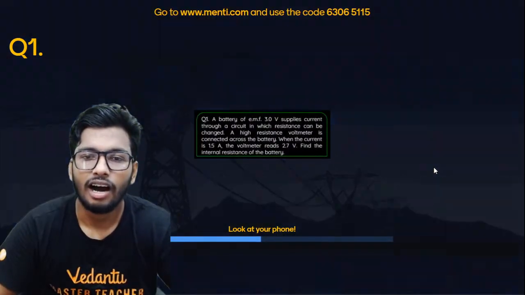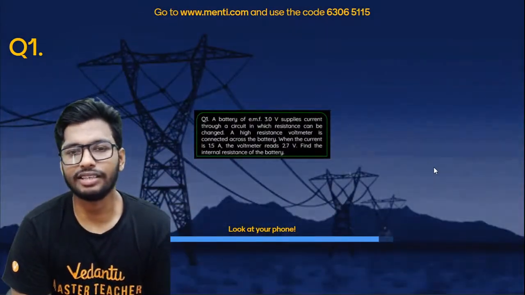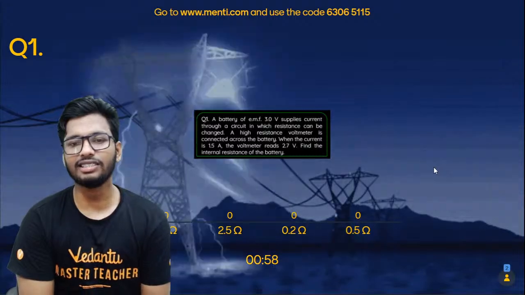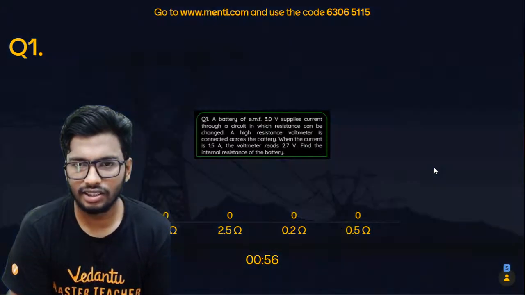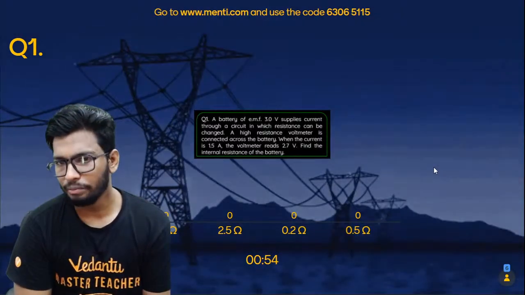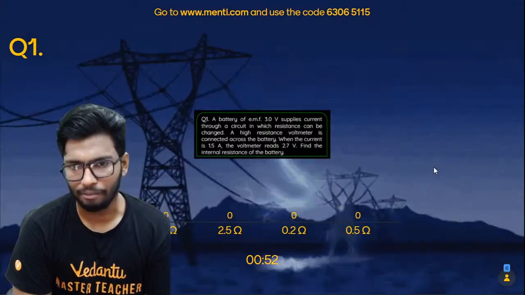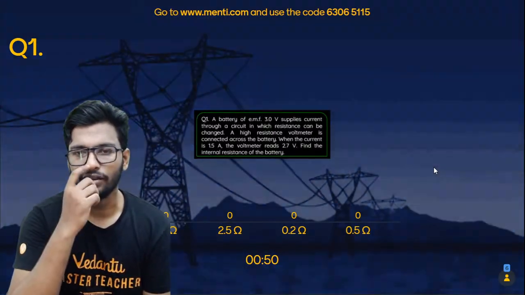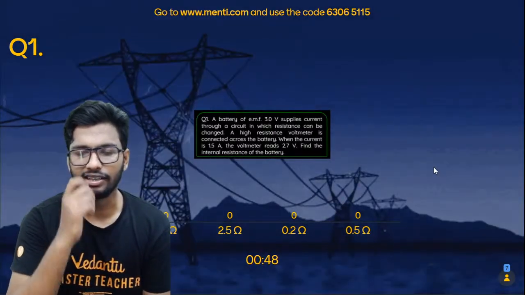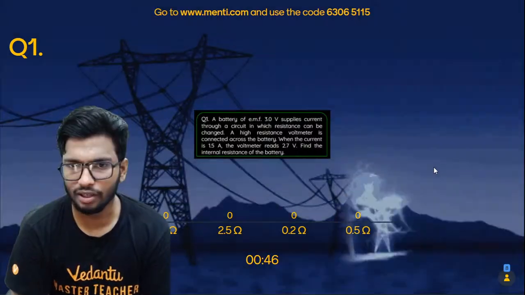Here's the question, guys. A battery of EMF 3 volts supplies current through a circuit in which resistance can be changed. A high resistance voltmeter is connected across the battery. When the current is 1.5 amperes, the voltmeter reads 2.7 volts. Find the internal resistance of the battery.